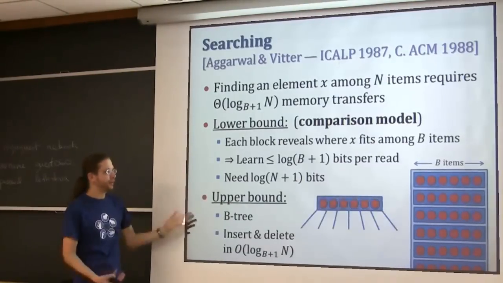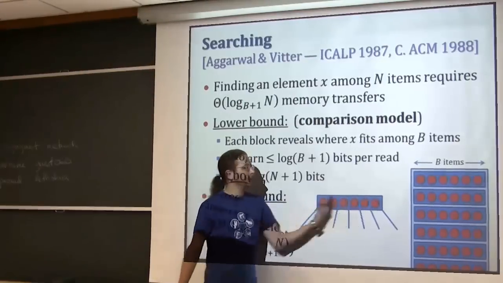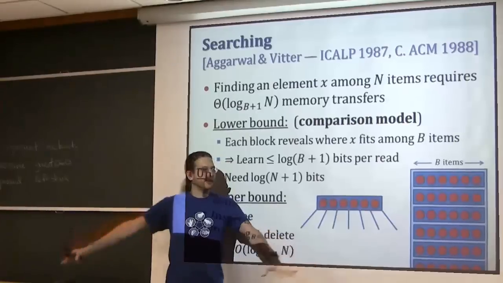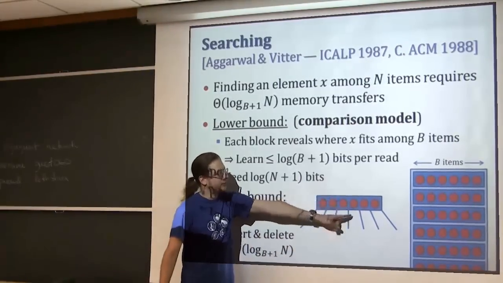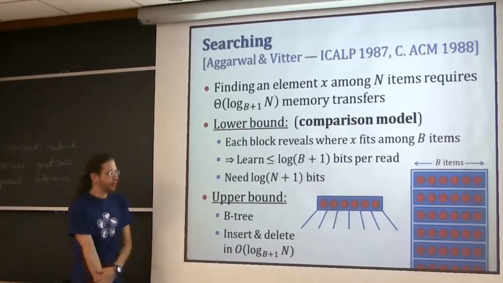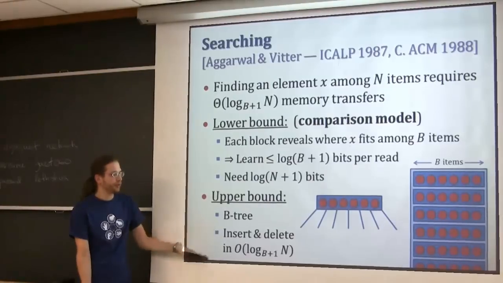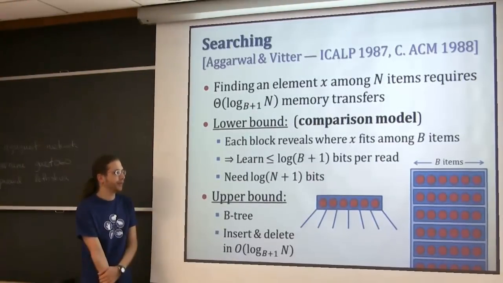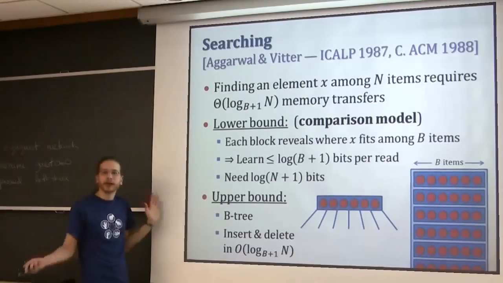And the upper bound, as you probably have guessed by now, is a B tree. You just have B items in the node sort of uniformly distributed through the sorted list. And then once you get those items, you go to the appropriate subtree and recurse. And the height of such a tree is log base B plus 1 of n, and so it works. B trees have the nice thing you can also do insertions and deletions in the same amount of time, though that's no longer so optimal. For searches, this is the right answer.